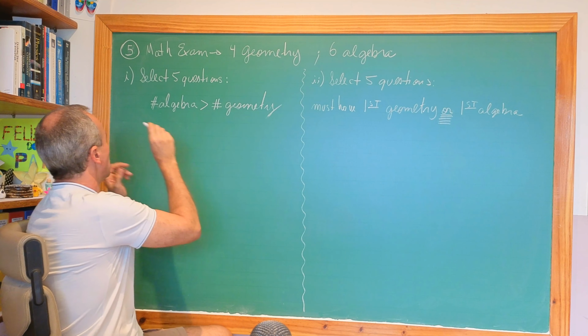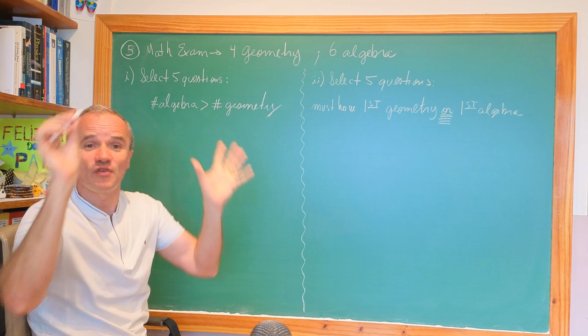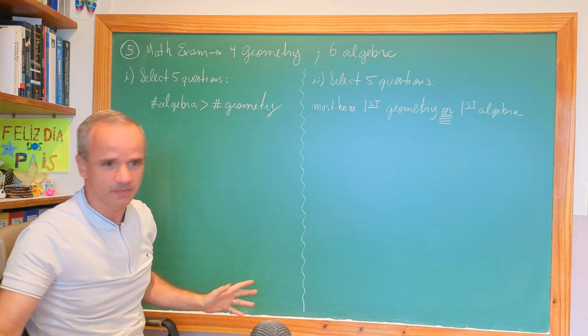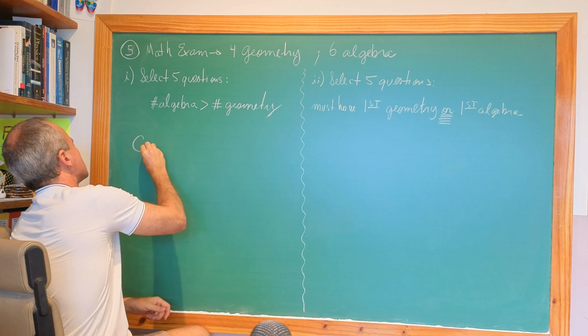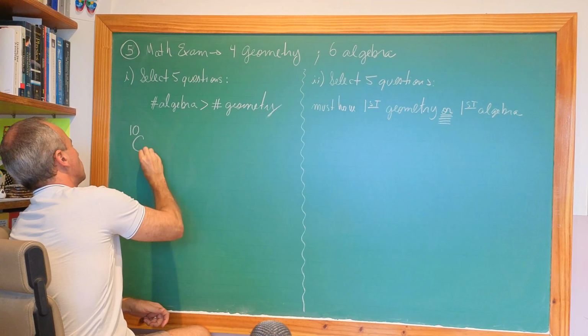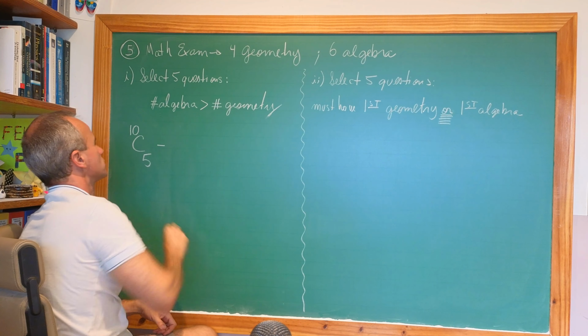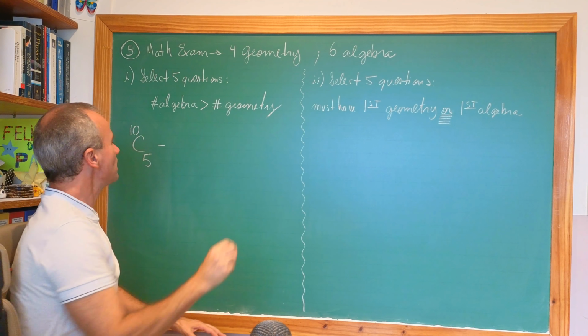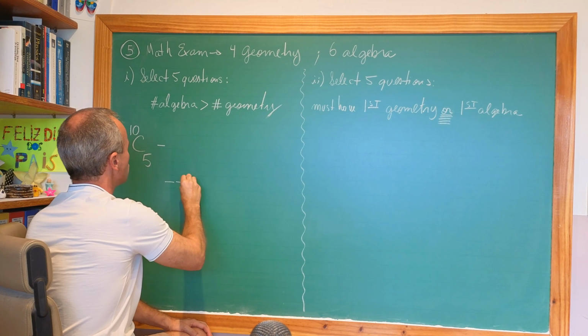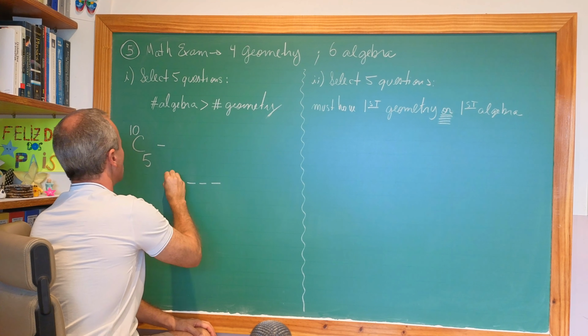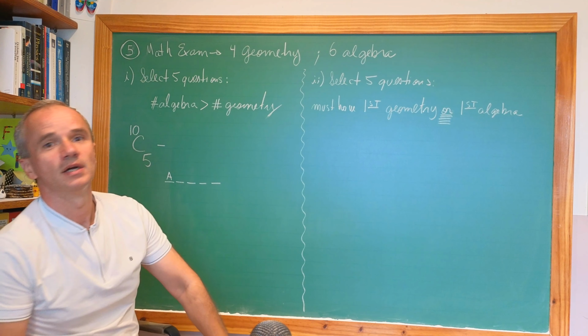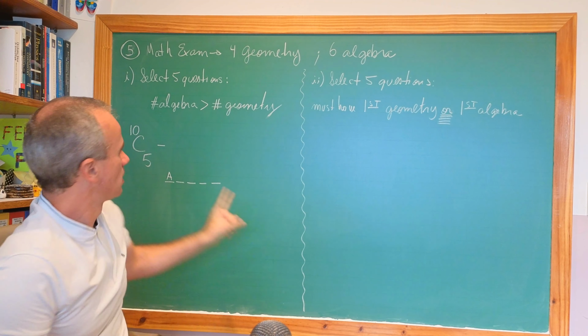So let's start with everything. What are all the possibilities? I have 10 questions, and I'm going to choose 5. Beautiful. Now, minus. I have to select what? The possibility where I have 1, 2, 3, 4, 5 questions. I'm going to choose the possibility where I have only 1 algebra.